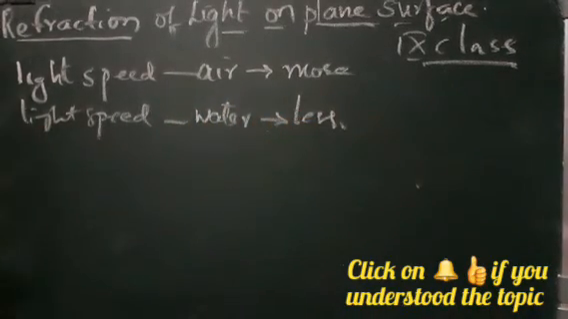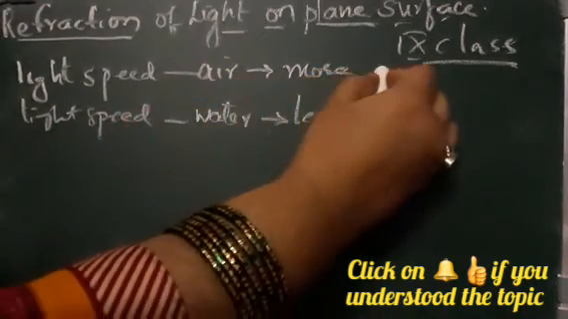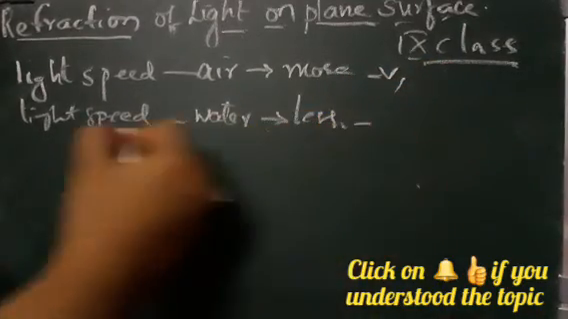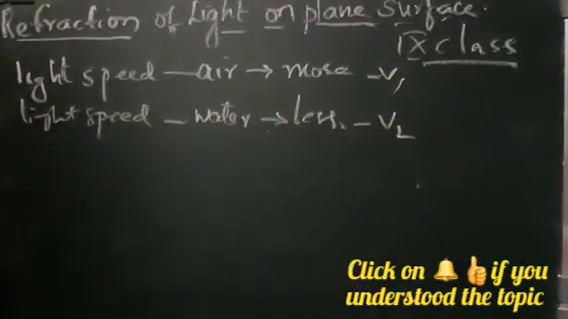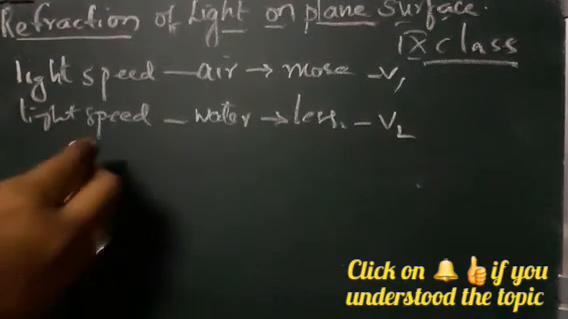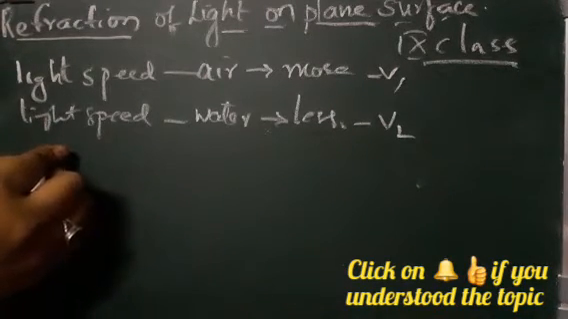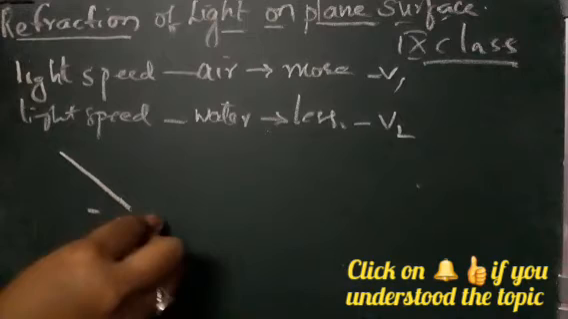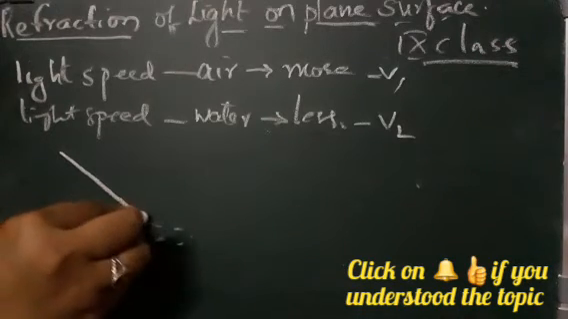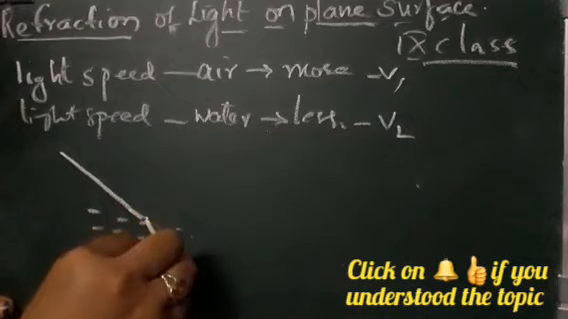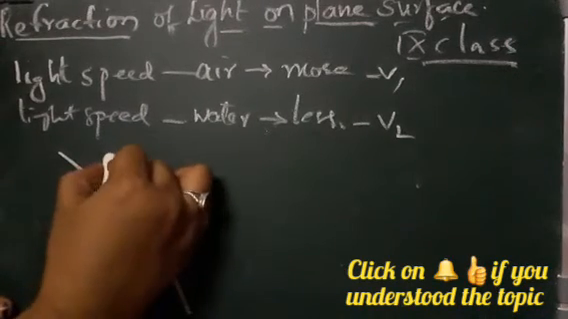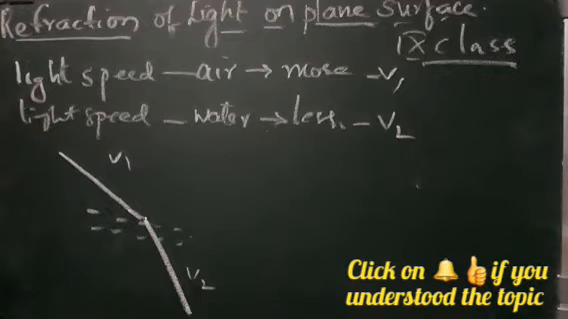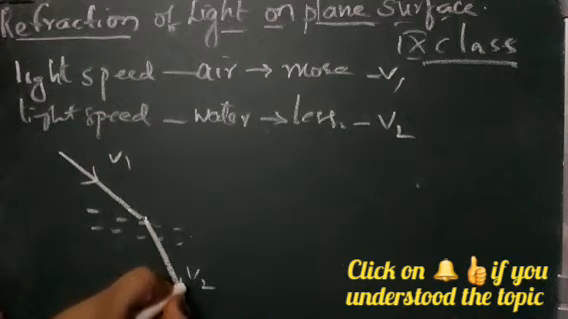Simply, if we take the light traveling in air, we will take its speed as v1, and here in water, the speed of the light we will take as v2. Suppose this is a light traveling through the air and reaches the water, and you can see that the light bends. So this is V1 and this is V2. The speed of the light here is V1 and the speed of the light here is V2.